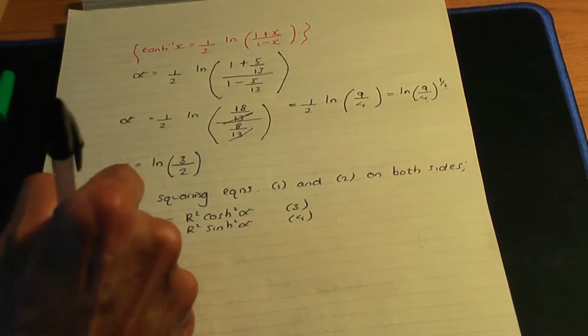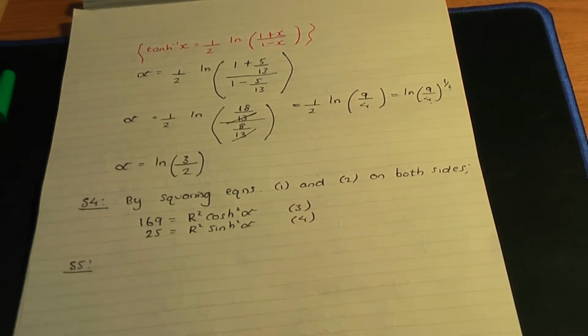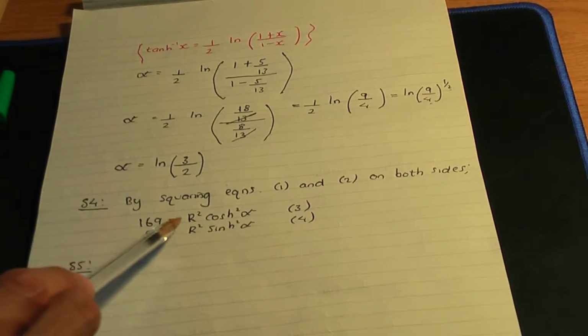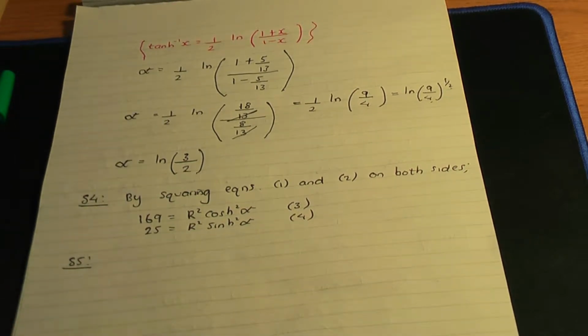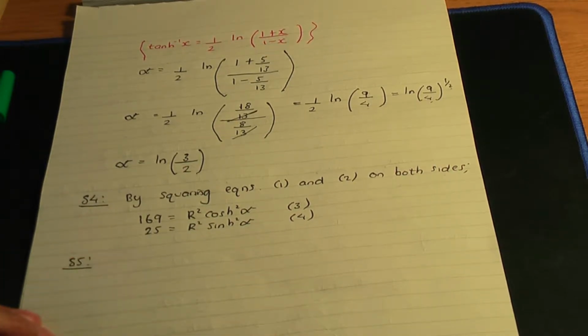And in step number 5, we need to calculate equation 3 minus equation 4. So you need to do it in the order hyperbolic cos squared minus hyperbolic sine squared. Do your subtraction in that order, hyperbolic cos squared minus hyperbolic sine squared.